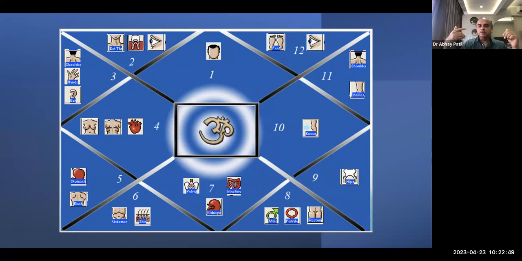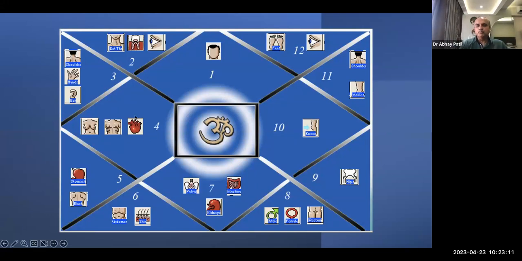So if a person comes to you and he has got majority planets in the left side and he says, I'm a very dominating, I am a very practical person, take it with a pinch of salt. Sensitivity element is going to be there.